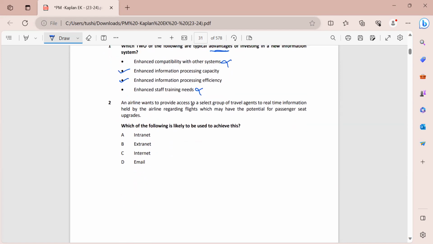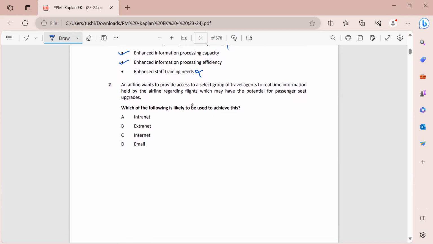Now, an airline company wants to provide access to a select group of travel agents to real-time information held by the airline regarding the flights, which may have the potential for passenger seat upgrades. This is something that the airline wants to give to a limited number of people, the travel agents. So what they can use is an extranet. An extranet will allow them to share a limited amount of information with the travel agents that they are supplying.